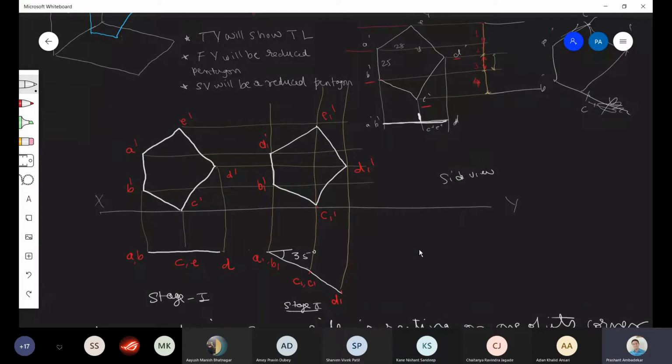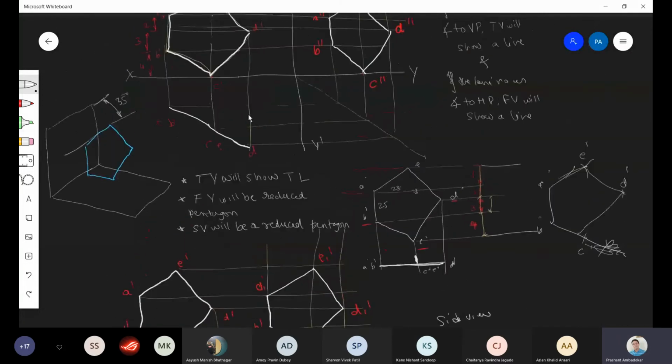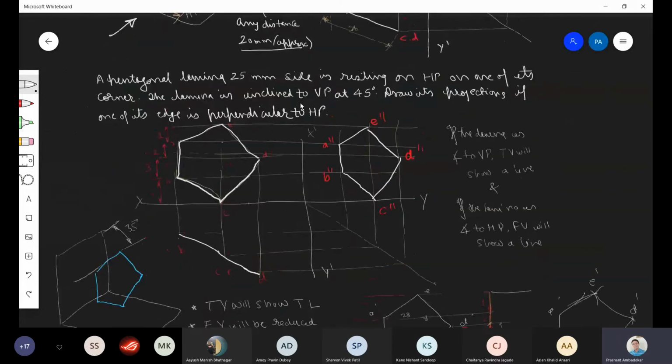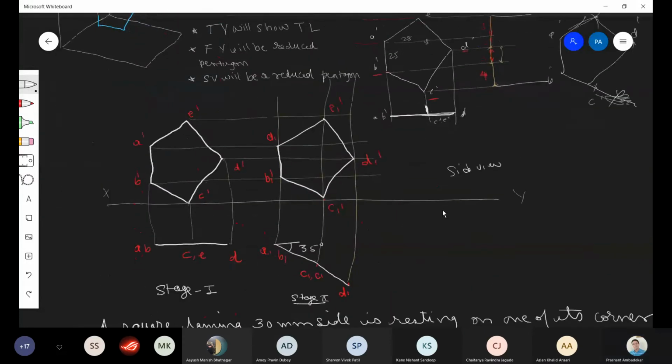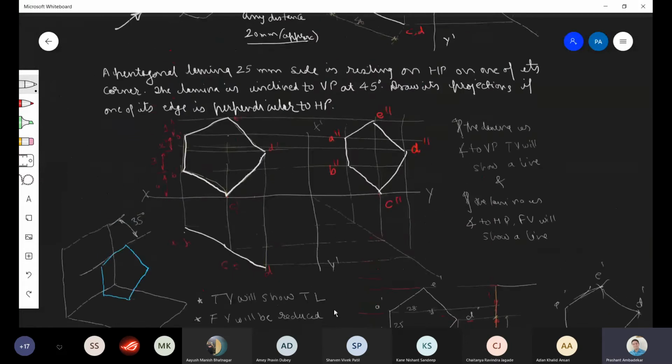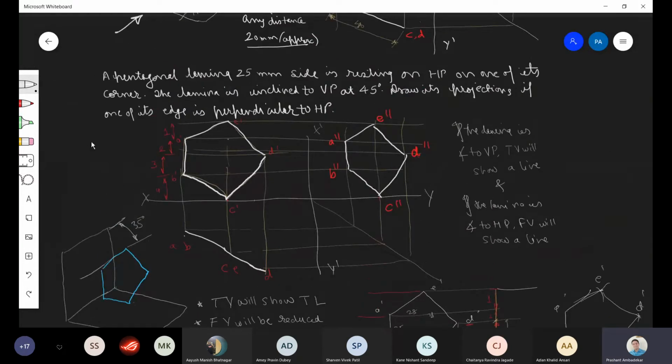Okay, stage two is very much easy. Stage two is easy that this line is now inclined at 35 degrees, which is given in the question. The line is inclined at 35 degrees. Maybe it is written 35, so we'll make this only as 35. Okay, the line is inclined to VP at 35 degrees.